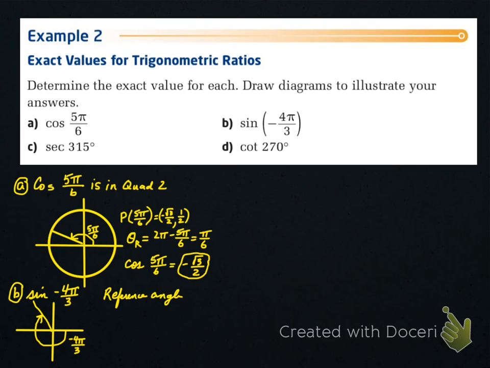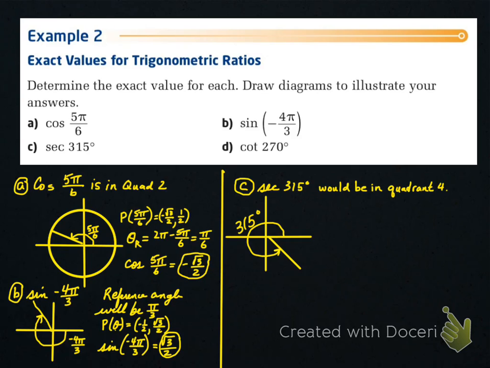The cosine of 5 pi over 6 is -√3/2. In B, we have the sine of -4 pi over 3. If we drew that, you will see, going backwards, that we have a reference angle of pi over 3. And our angle has the coordinates (-1/2, √3/2). The sine of -4 pi over 3 is our y coordinate, which is √3/2.